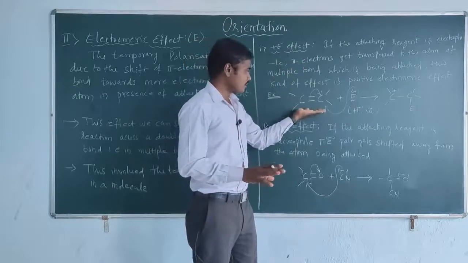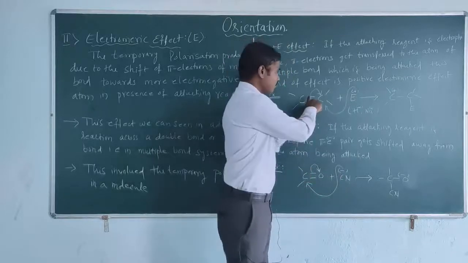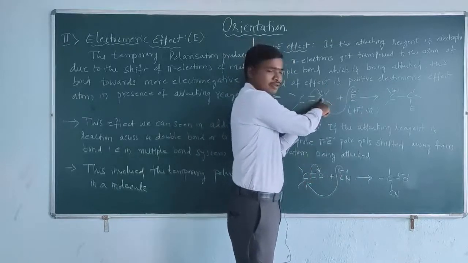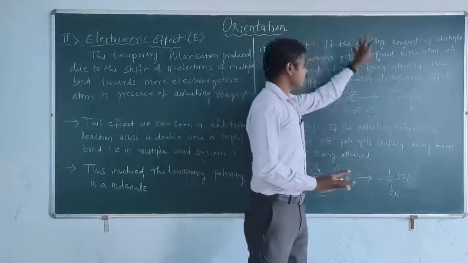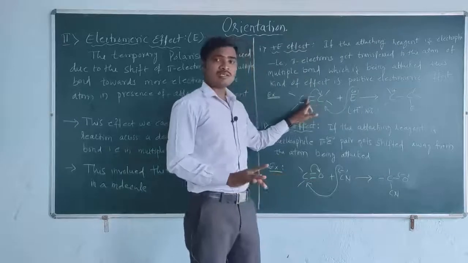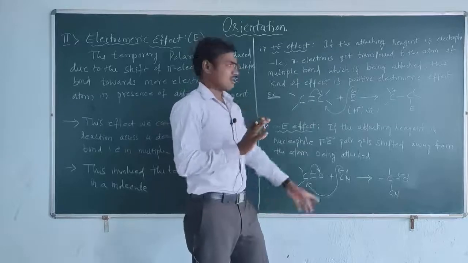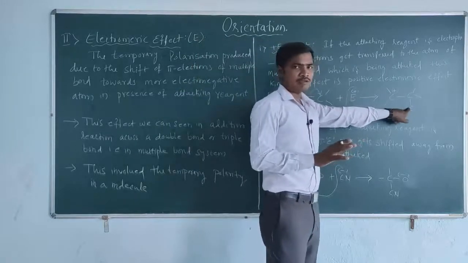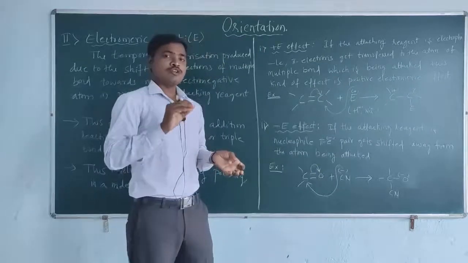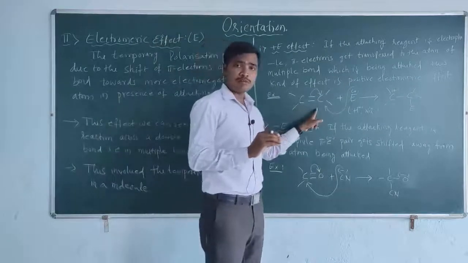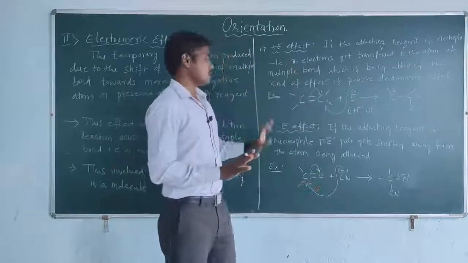We can see here, after the electrophile attacks this carbon atom, the pi bonded electrons shift onto the other carbon atom and this carbon gets the positive charge. Due to the shift of pi electrons, a temporary polarity is generated. So this is the temporary polarity in a molecule. So the positive electromagnetic effect is nothing but the shifting of pi electrons towards the atom in a double bonded molecule where the attacking reagent attacked. That is the plus E effect.